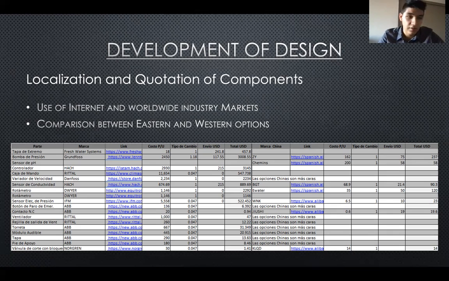As we can see, on the left side we have the Western options, and on the right side, the Eastern options. The list of components is really extensive, so I only put a little part in here. But this comparison was needed because we wanted to know the most convenient option for us, taking into account the shipping for Eastern options and discounts for wholesale buying.